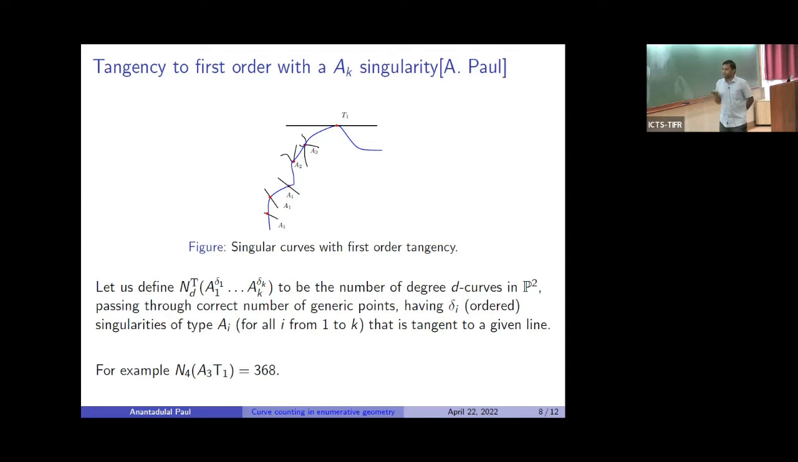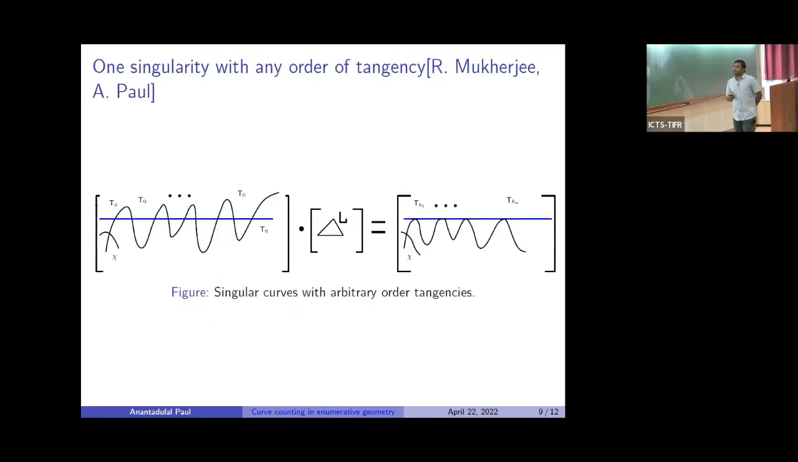So we have systematically solved this. For example, for degree 4, a degree 4 curve with an A3 singularity and tangency to first order gives 368. Similarly, we considered any degenerate singularity and any order of tangencies tk1 till tkn. This is joint work with Ritik Mukherjee.